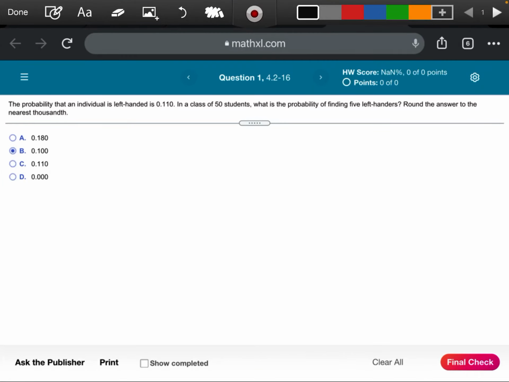All right, so guys, this is another problem out of 4.2. I'm not sure exactly what question it is, but it says the probability that an individual is left-handed is 0.110. In a class of 50 students, what's the probability of finding 5 left-handers?